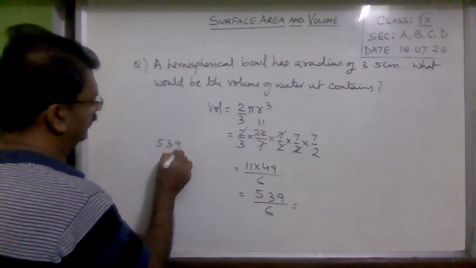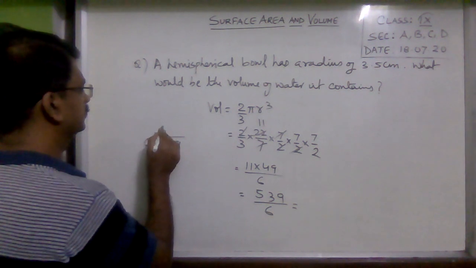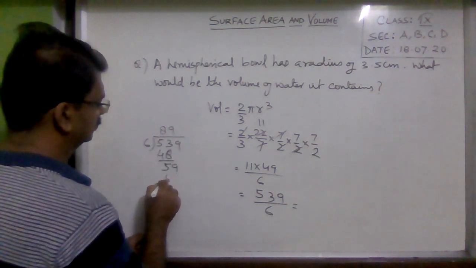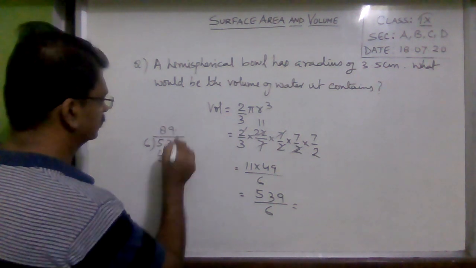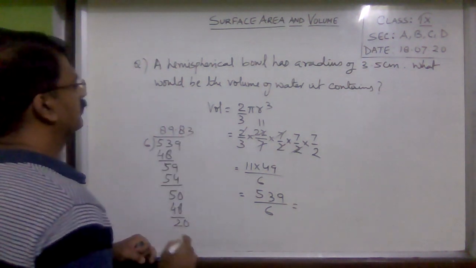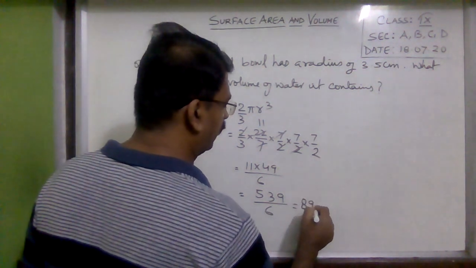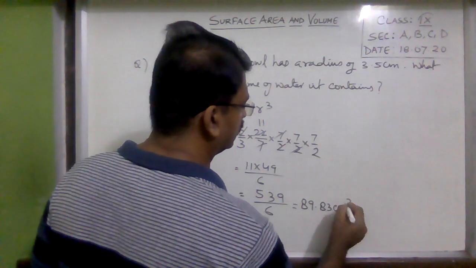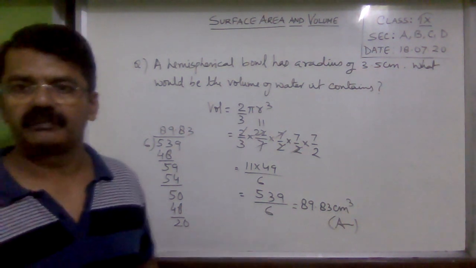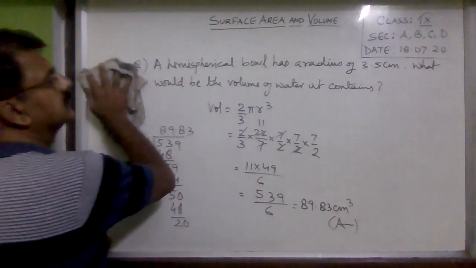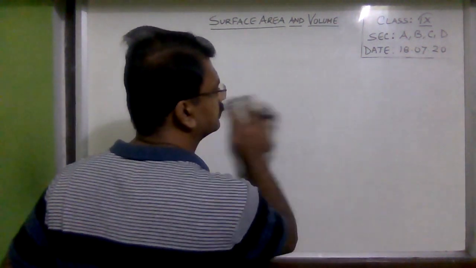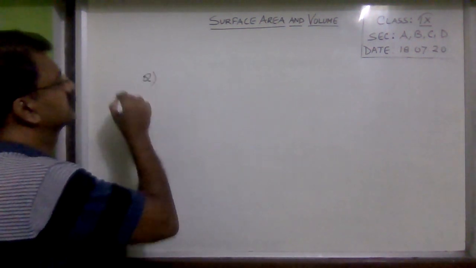Now when you divide 539 by 6, so it is 89.83. 89.83 centimeter cube is your answer. The volume of water it contains is 89.83 centimeter cube. Clear? Now, next question.